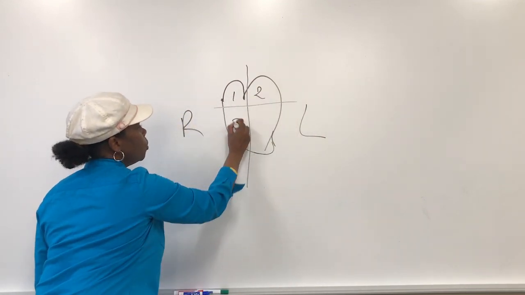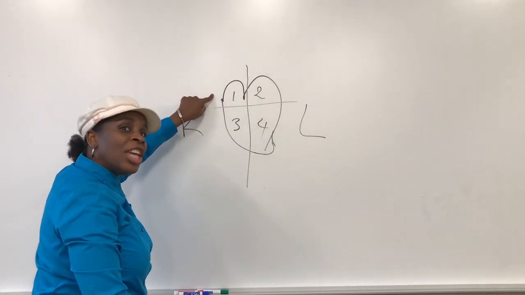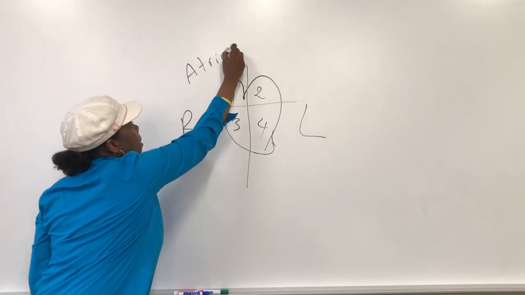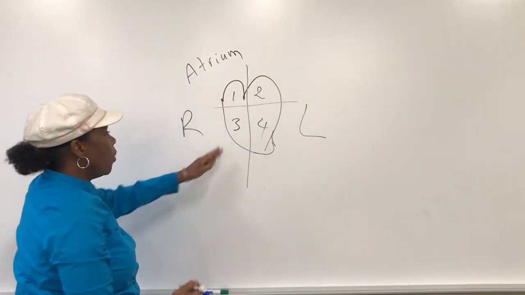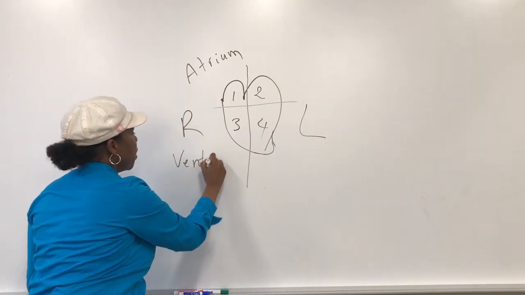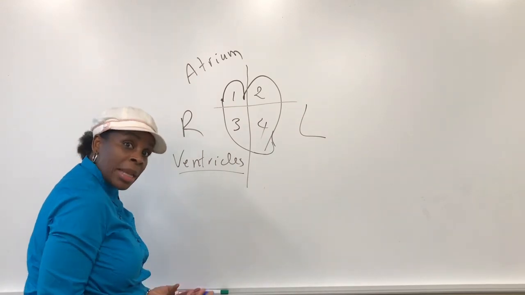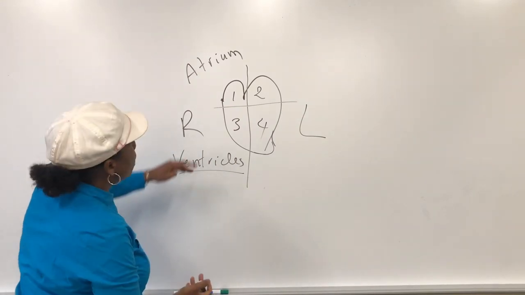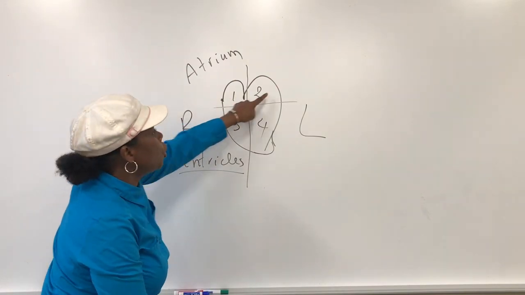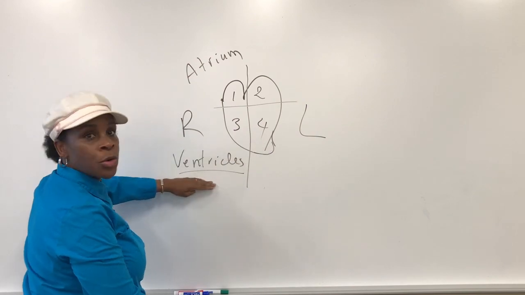1, 2, 3, 4. 1, 2 will be the 2 atria. Remember, 1 atrium, 2 atria. And then the 3, 4 will be the ventricles. Ventricle means ventral belly, like little belly. So these will be the 4 chambers of the heart, okay? So 1, 2 will be the atria, 3 and 4 will be the ventricles.